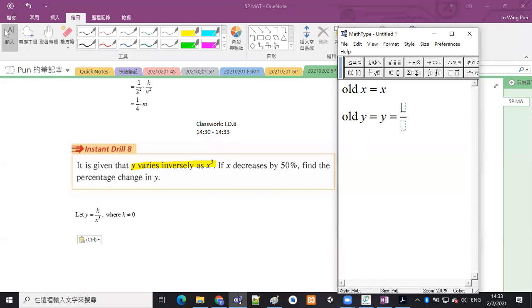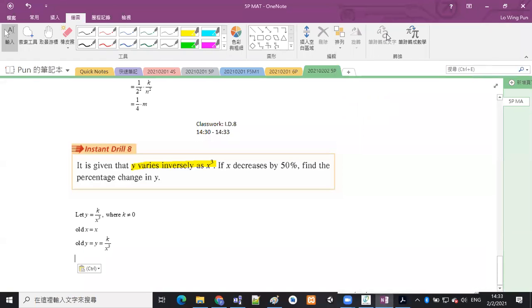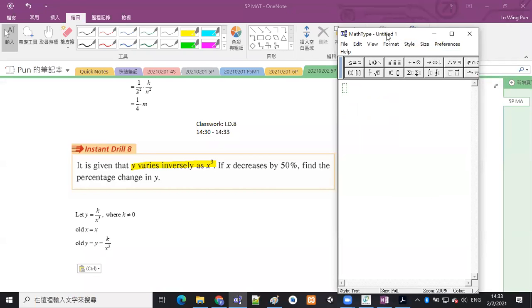But y will be expressed as k over x cubed. So it is always like this, right? And then x starts the change first. So we do the new x first. X decreases by 50%. So it is x times, this time because it decreases, it should be 1 minus, okay? And then 1 minus the percentage decrease. So that is 1 minus 50%. But 1 minus 50% is 0.5. So it should be equal to 0.5 times x. Okay, so this is my new x.